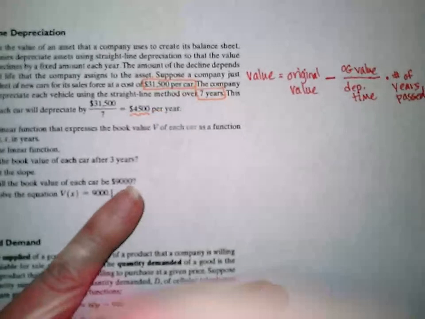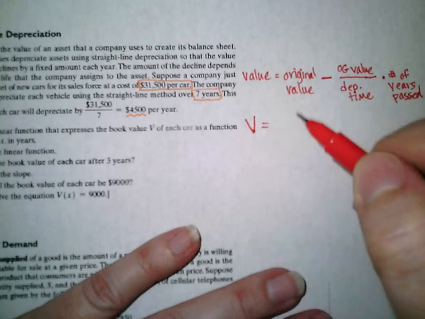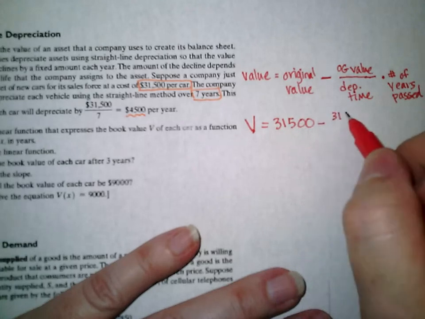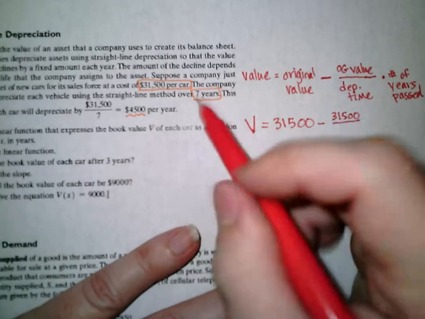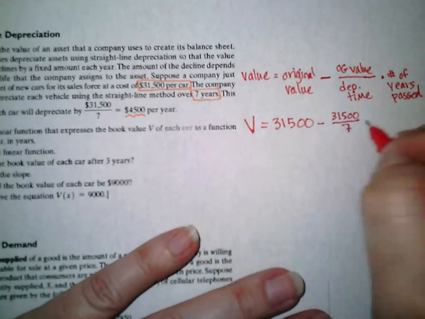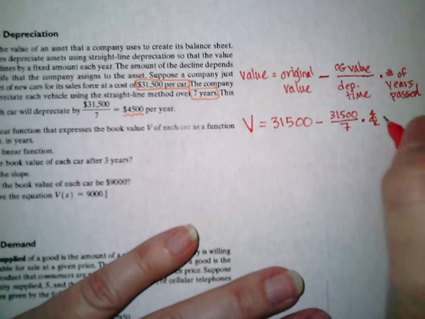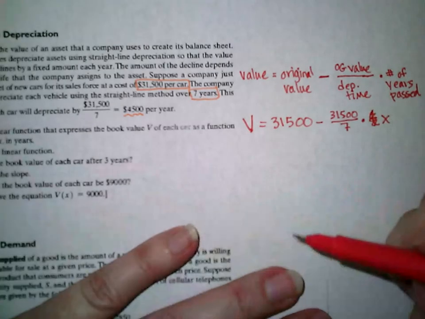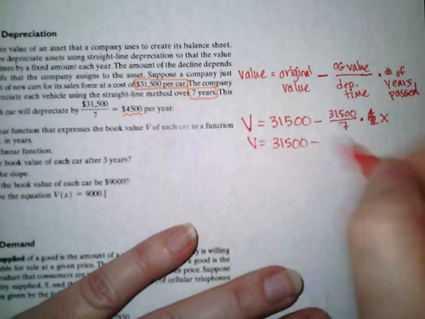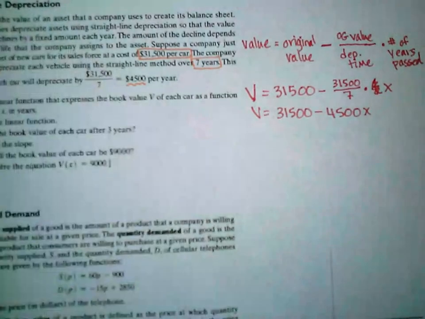So in our problem here, the value V of our car is going to be the original value, 31,500, minus the original value, 31,500, divided by the depreciation timeline, which is 7, times the number of years, which is x. They said x for the number of years; I thought that was a t. So that's going to be our model: V equals 31,500 minus, simplified, 4,500x. So that is A in our problem there.